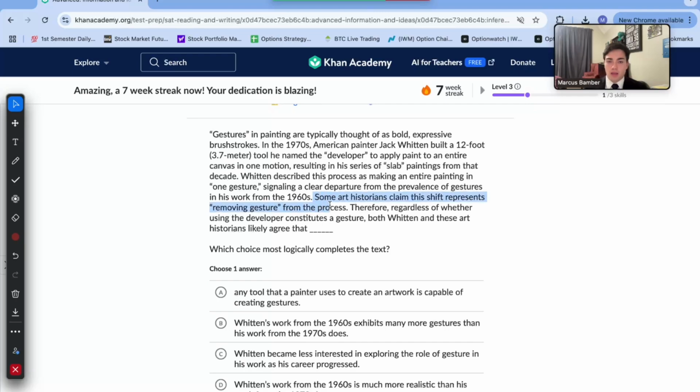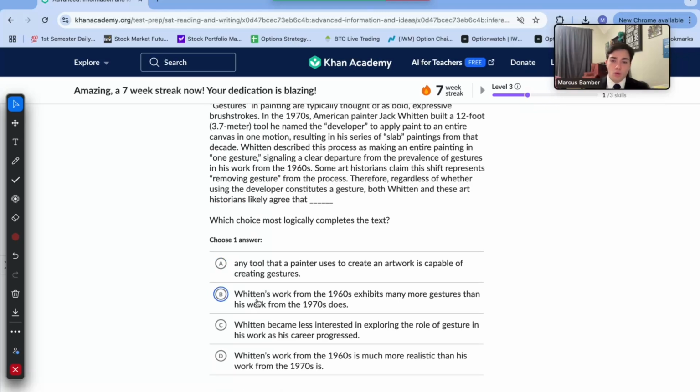Art historians claim this represents removing it from the process, so they say the Developer removes it from the process. So they would not agree on that. Whitten's work from the 1960s exhibits many more gestures than his work in the 1970s.